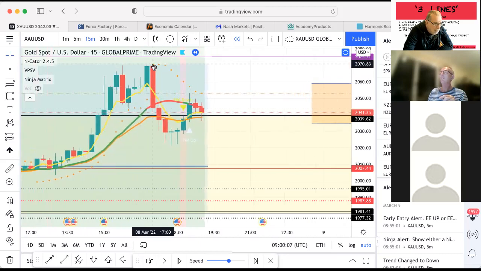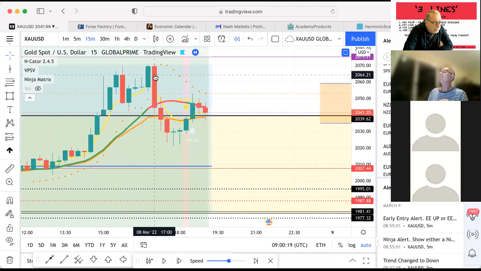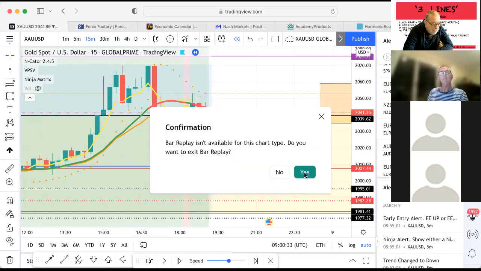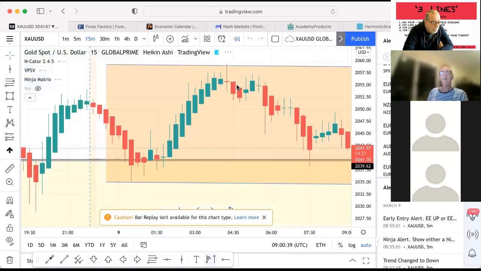The PSAR split, we had a red candle, and the 13 MA had changed to red, but nothing else had gone in my favor. We were still on a green Ninja Matrix, so that was suggesting further buys. And if we put the Heiken Ashes on, you can't use bar replay when you're using Heiken Ashes, so we'll get rid of that.